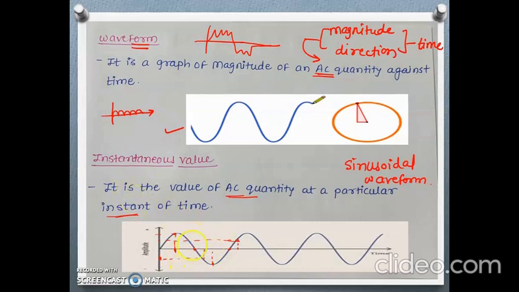The value at a particular instant of time is known as instantaneous value, and it is represented by small letters. Suppose if it is a voltage, then small v, if it is a current, then small i, at a particular instant. This is the waveform and instantaneous value.